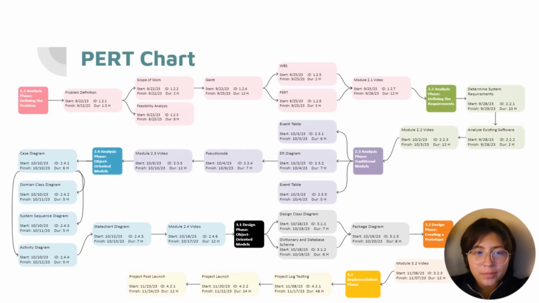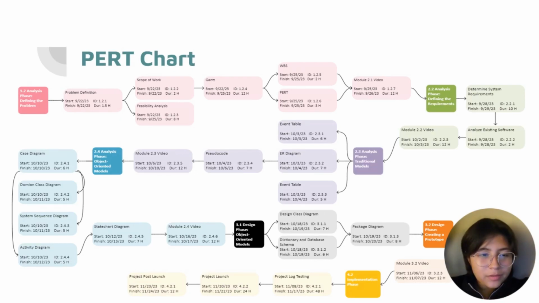So here is our PERT chart, and our PERT chart is very similar to our Gantt chart, but this is basically a more detailed timeline, I suppose. We have our dates and our duration, as well as the order in which each has to be done.